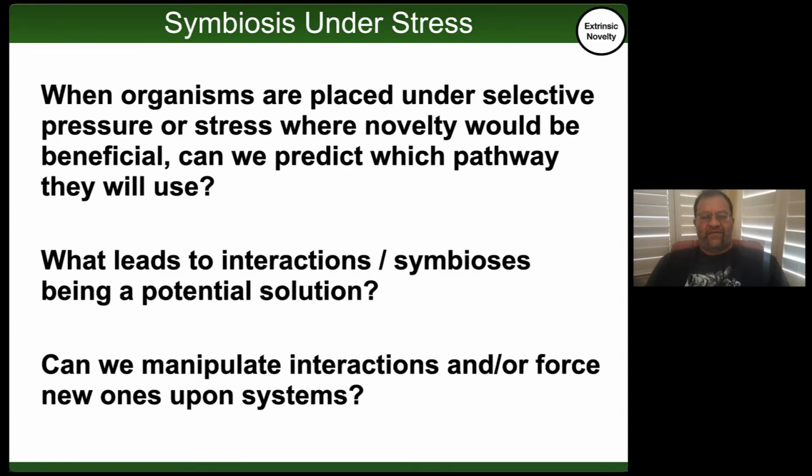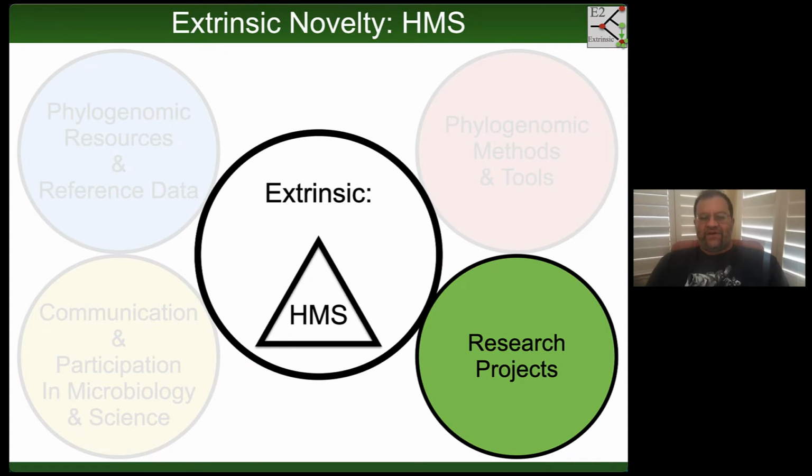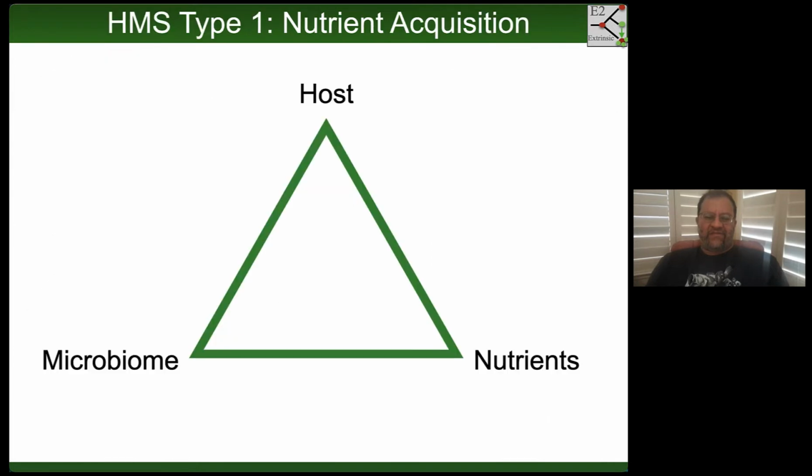And so when organisms are put under this selective pressure, what I'm interested in is, in what cases are the interactions, the symbioses, the microbiomes, an important component of how the organism responds to this stress? And can we manipulate those interactions or force new ones upon systems to impact how they respond to stress? So I'm just going to walk you through, again, a few examples of this in our research topics.